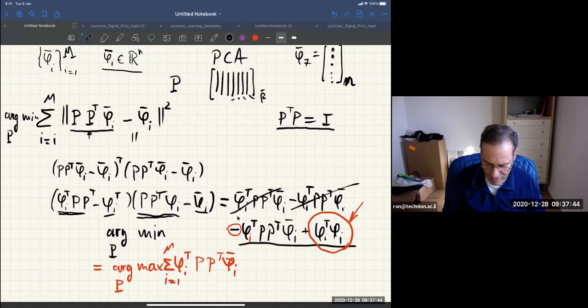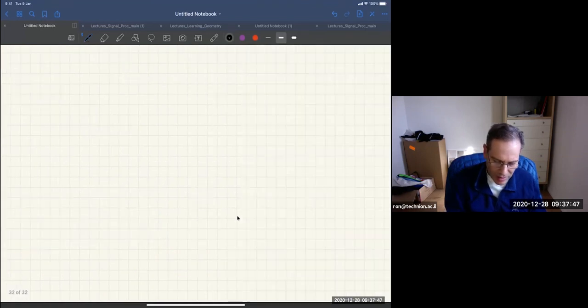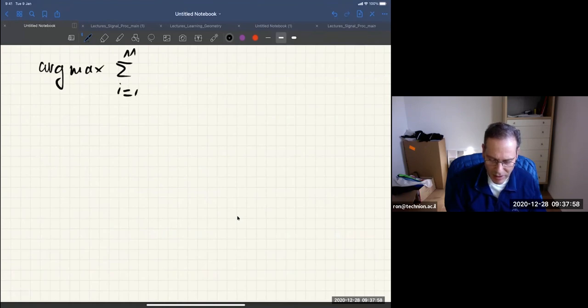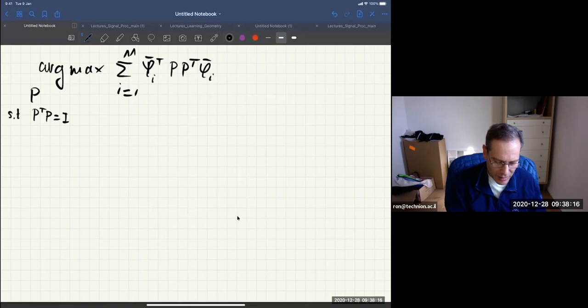So let's turn to a new page. And what we have again is my arg max problem that I would like to optimize, i equals one to capital M, of psi i transpose P transpose psi i. Okay, and what I would like to optimize is with respect to P such that P transpose P is equal to identity, okay, such that.